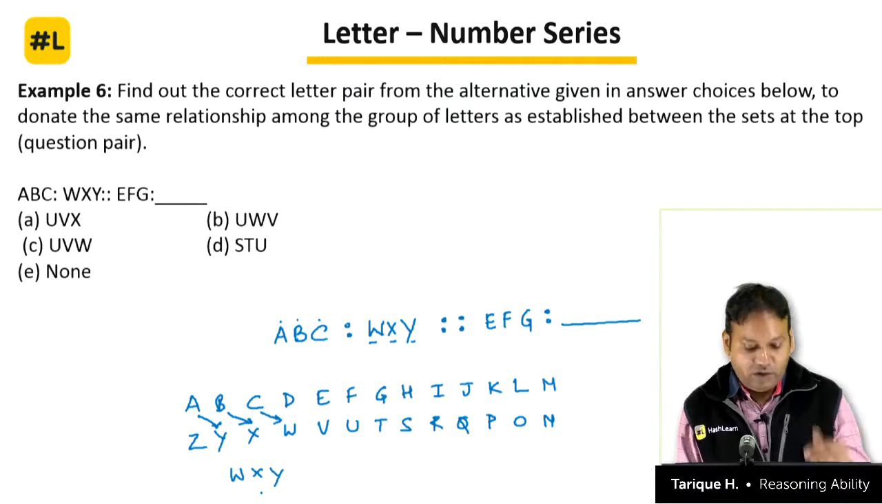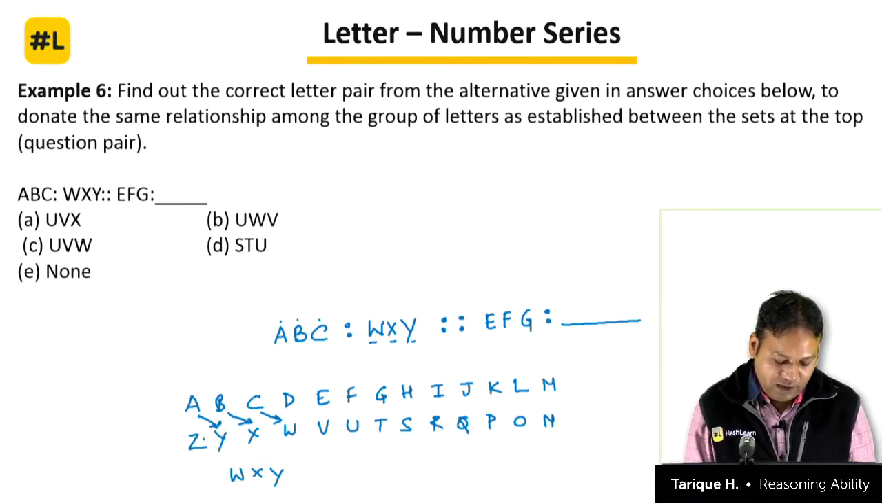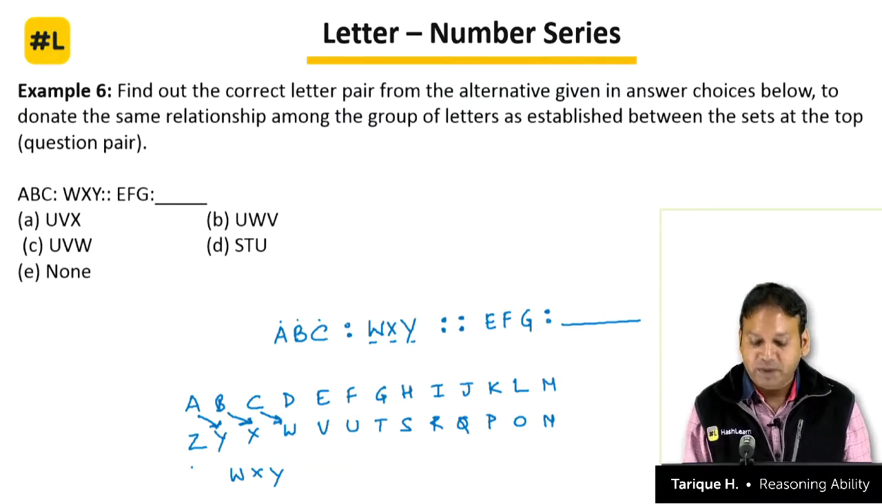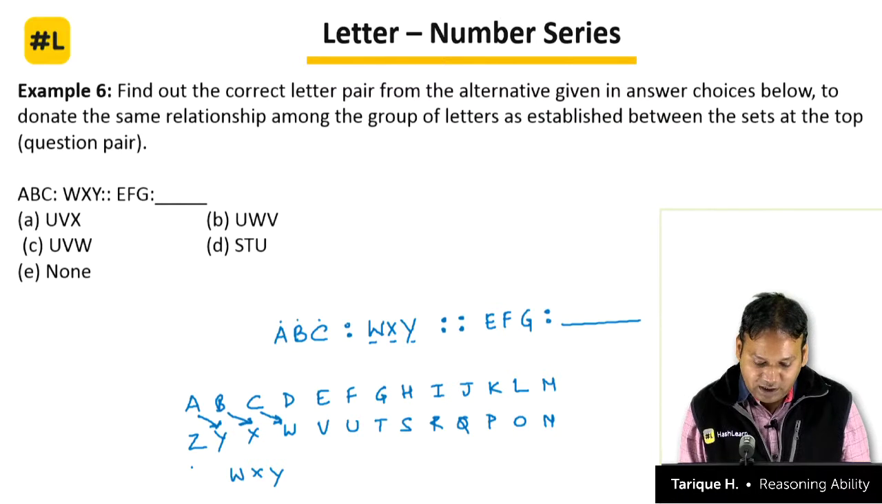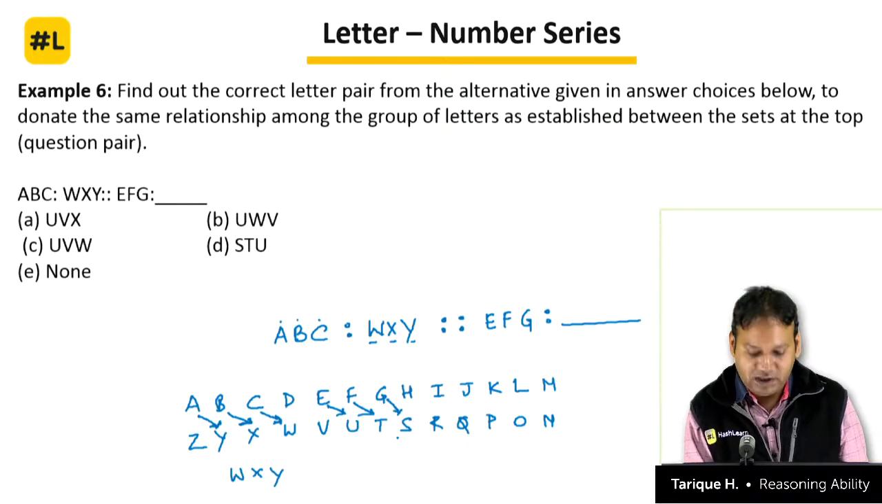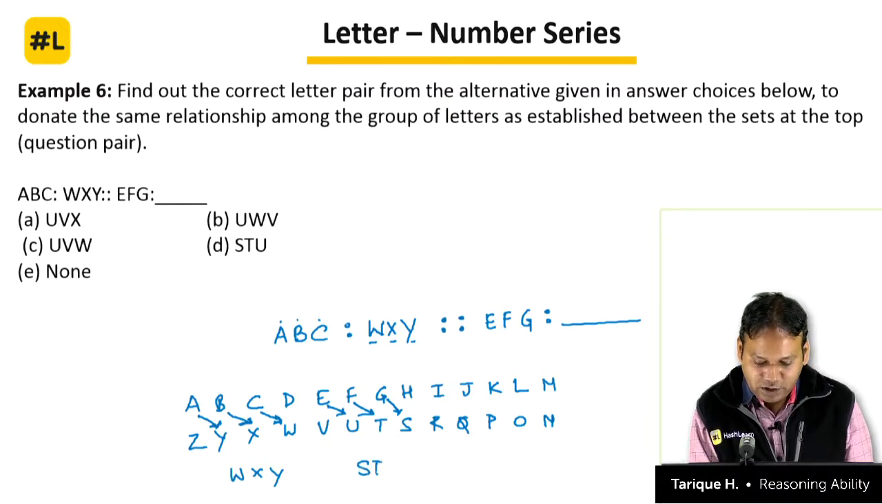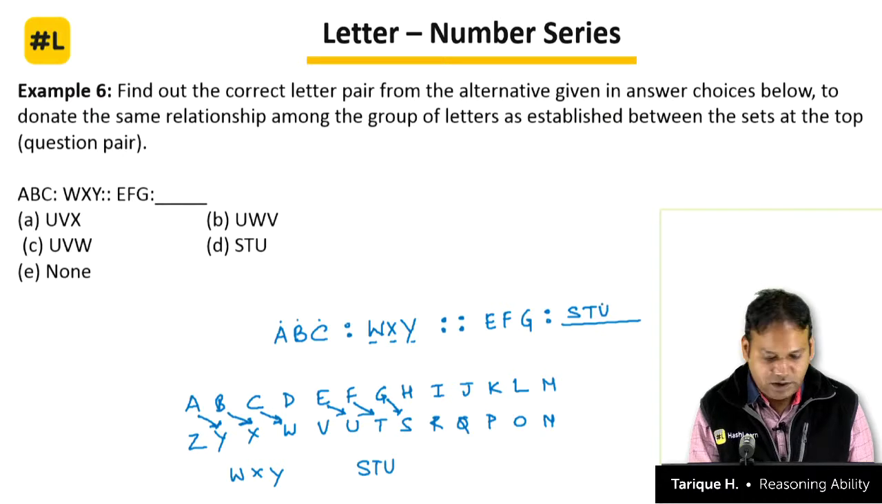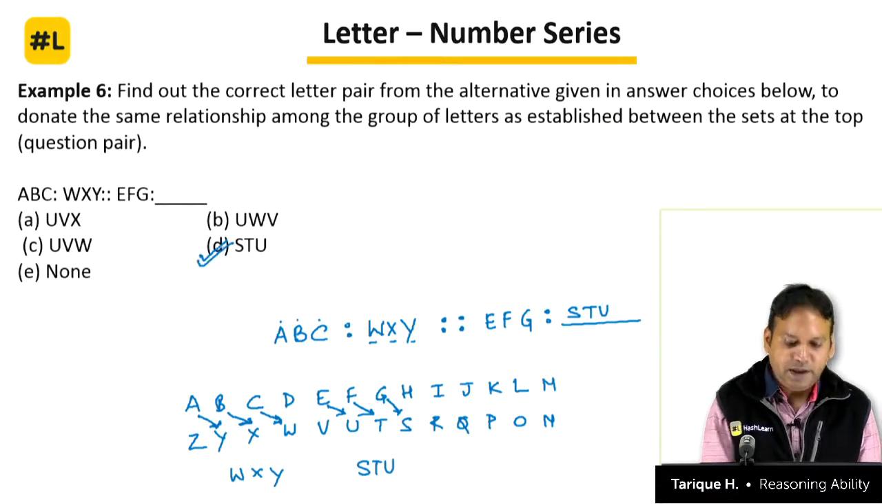Leave one letter and draw the arrow here. A will be linked to Y, B to X and C to W, and then write it in reverse, it will become W, X, Y. So same thing if we do with E, F, G, what will happen? E will be linked with U, F will be linked with T and G will be linked with S, and then we write it in reverse, it becomes S, T, U. So what is our answer? S, T, U. That's answer option D.